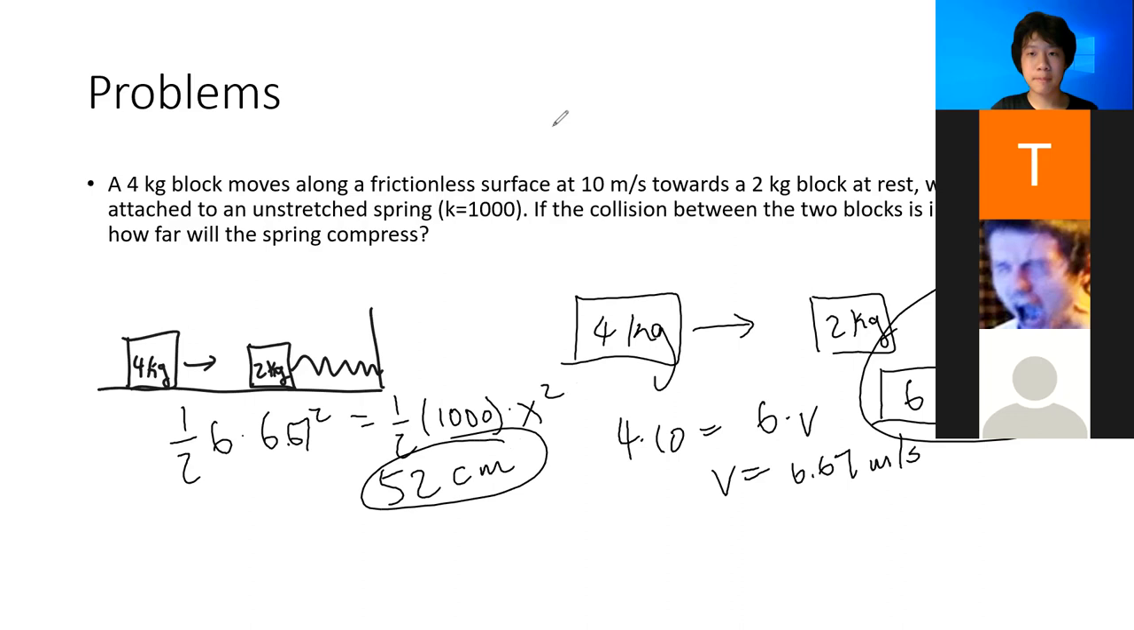So you can't use conservation of energy to go through this whole problem because the collision is inelastic. So you first determine what will happen after the collision, before the spring even starts compressing, and then you can use conservation of energy. All right, now we've got 1D elastic collisions.